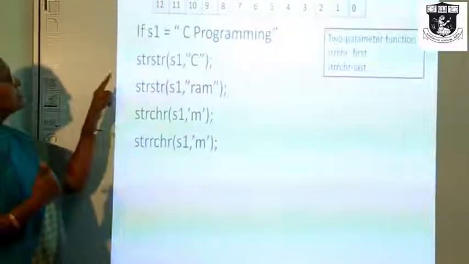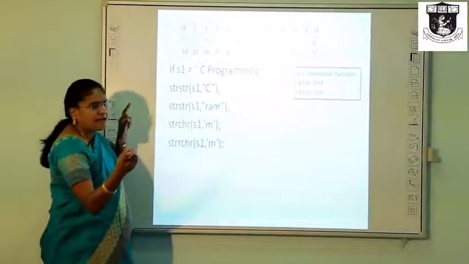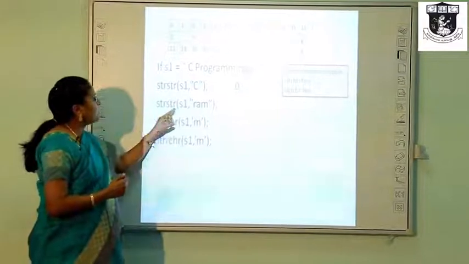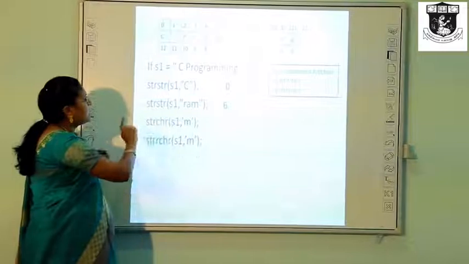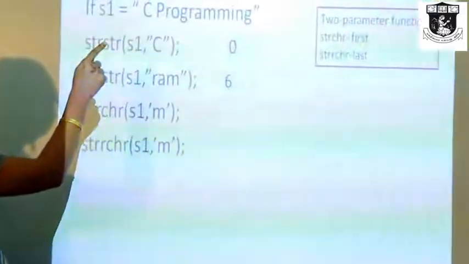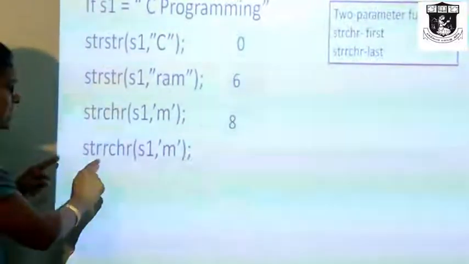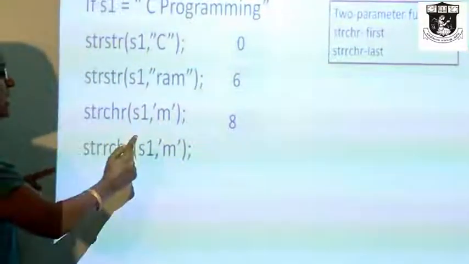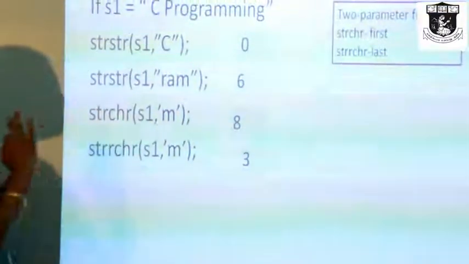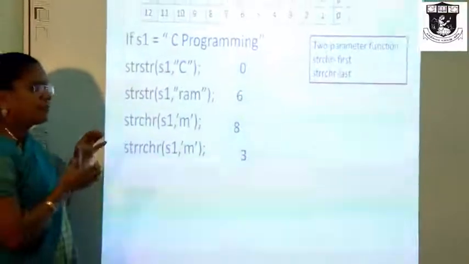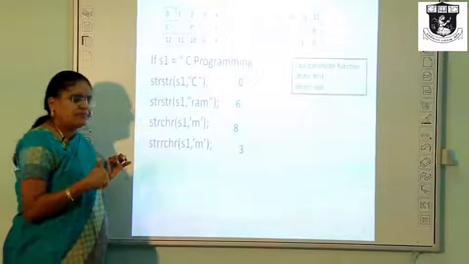Now this is what I am going to say. When you say S1 comma C, from S1 you get the answer as 0, which is your first position. Now S1 comma Ram. So where is your Ram? It is in your 6th position. Now where is your M? M is in your 8th position. You are supposed to take it from the top. So it's your 8th position. Now this alone, take the red color side which is given there, which means it is from the last occurrence. When you take from the last occurrence, it is 3. So this is the way you are supposed to locate substrings from a string.